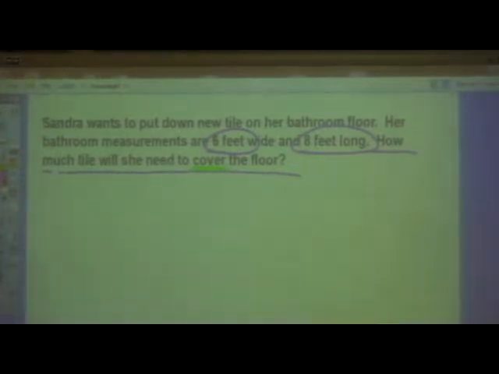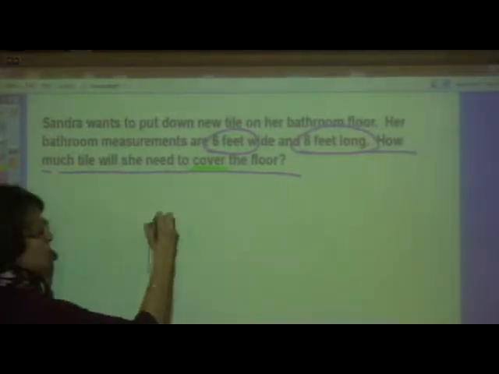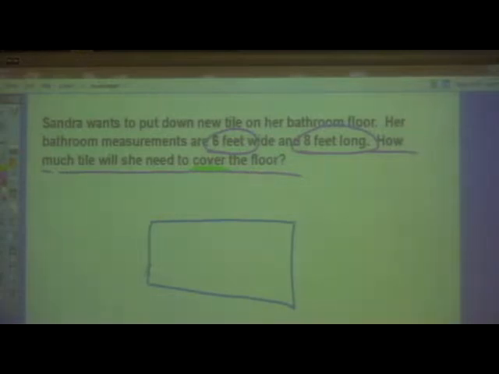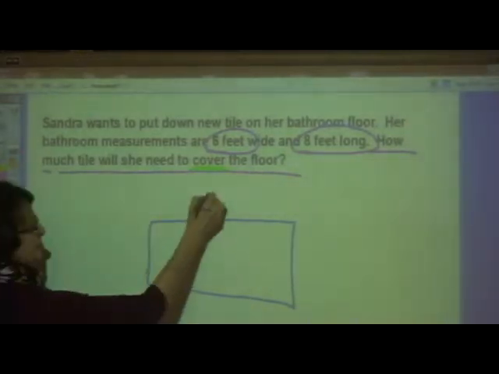We have, once again, draw a model. If I have a length and a width, what shape am I going to end up with again? Rectangle. Okay, rectangle again. So we have the students draw another rectangle. Put their labels on it.